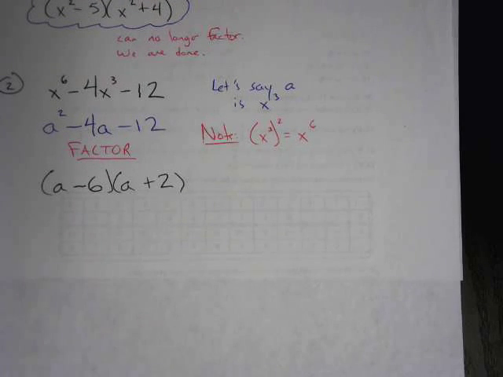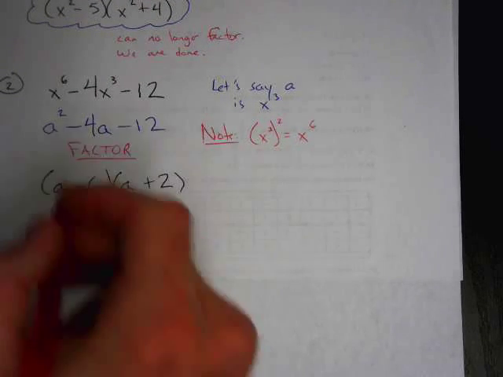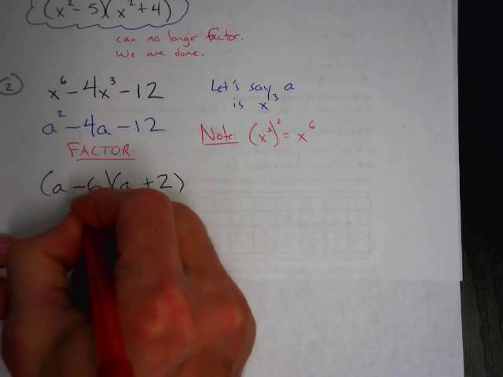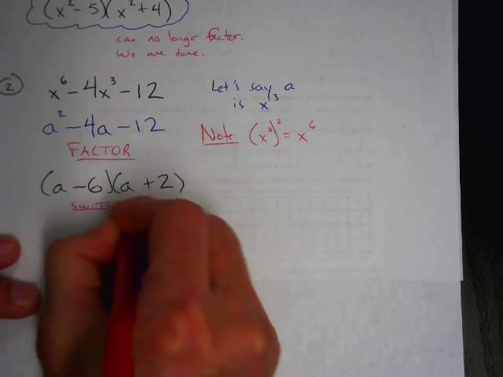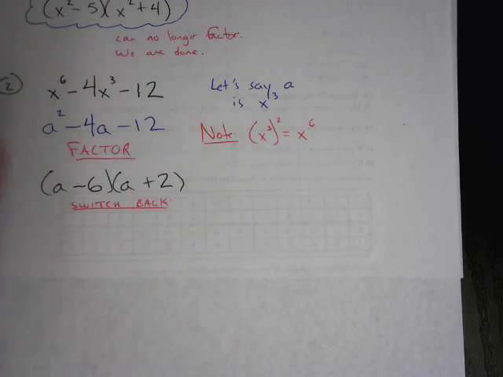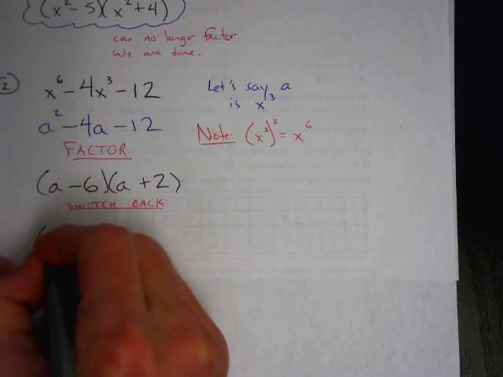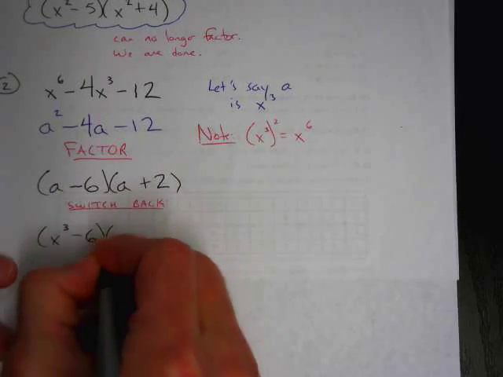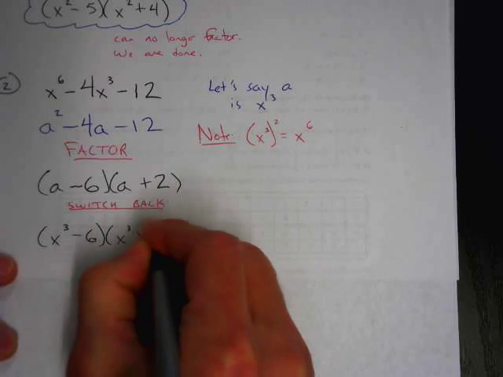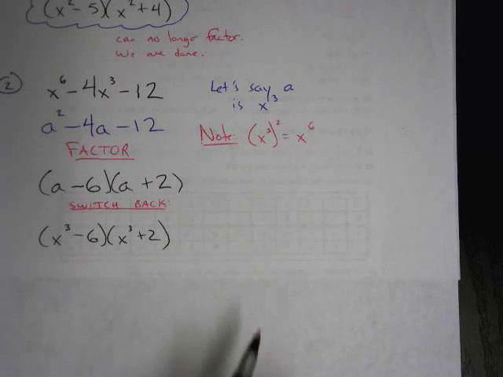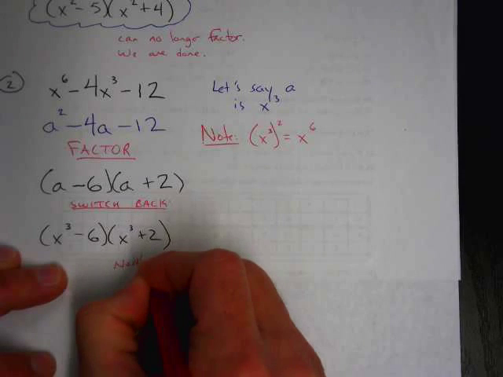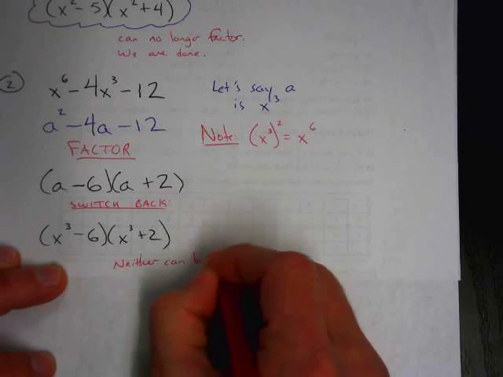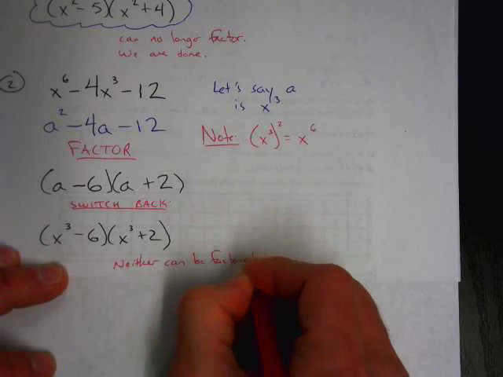And now what we're ready to do is switch back. And so we have factored our trinomial. We switch back, because we had said a is x to the third power, so now we just put the third powers back where they belong. And so we have x to the third power minus 6, and then x to the third power plus 2. Neither of these can be factored, all right? So neither of them can be factored. We're done.